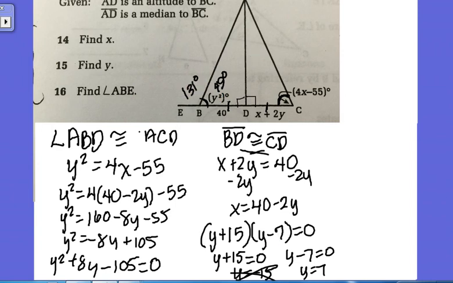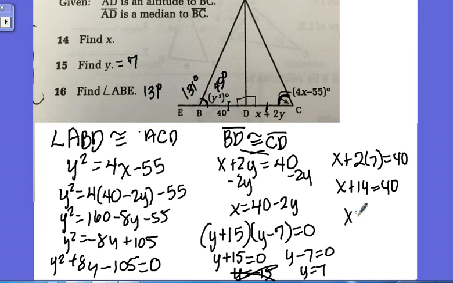Now, back to what else we have to figure out. We know that y is equal to 7 now, and this is 131. We just have to find x, so we can go in here and plug it into this equation. x plus 2 times 7 is 40, so x plus 14. So x equals 26. And there you have that problem solved.